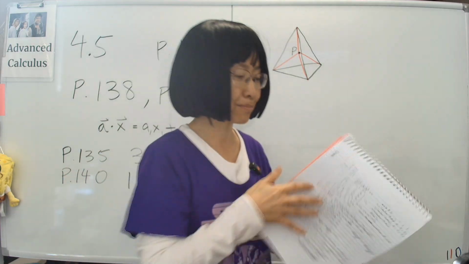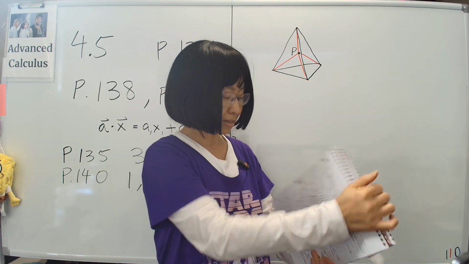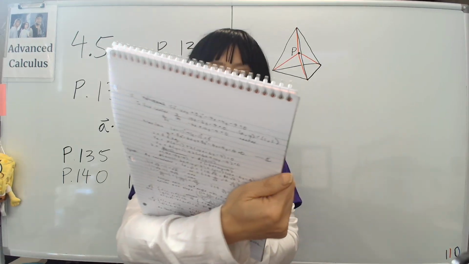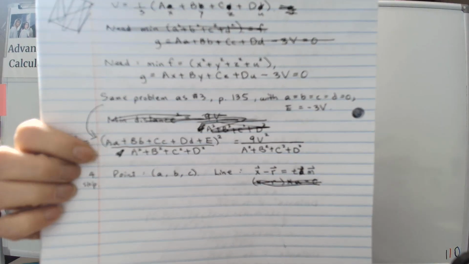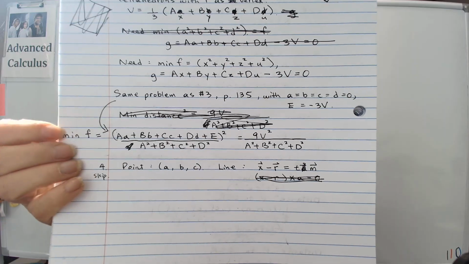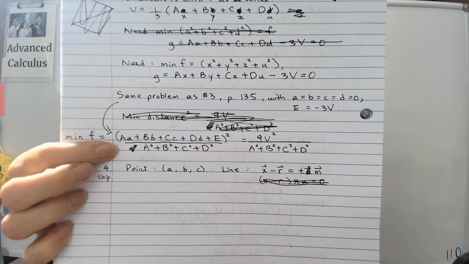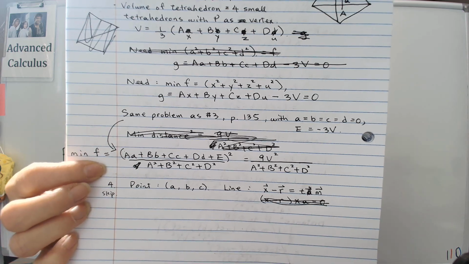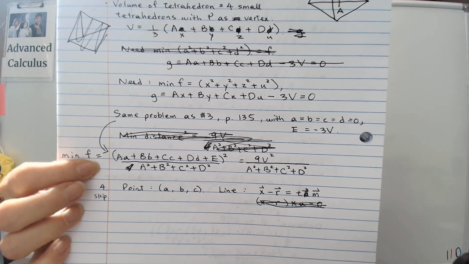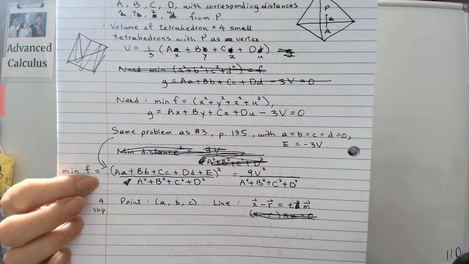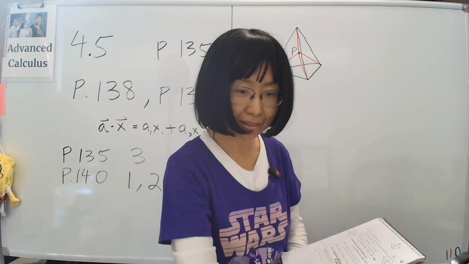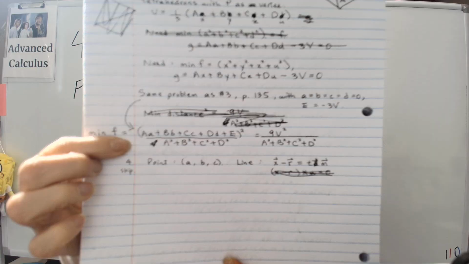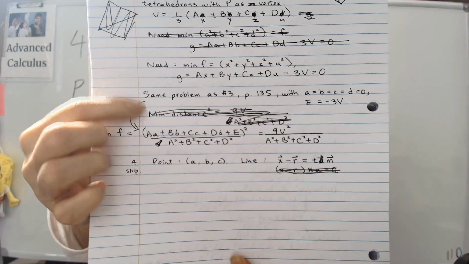All right, so let's plug that in into our current situation, which gives us this, okay? And what do we have? Then we have this thing equal to the original min f, which is, let's see, right. So this is the solution from problem 3, page 135, okay?